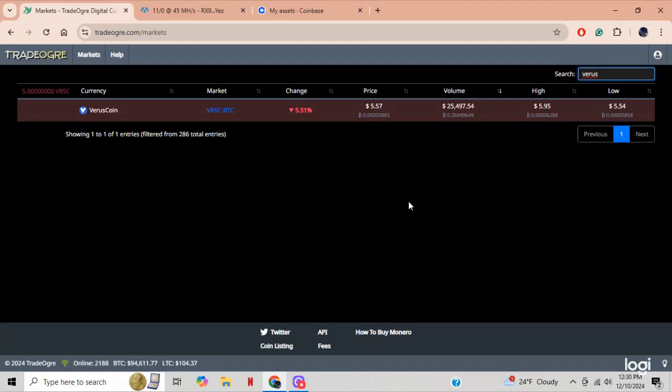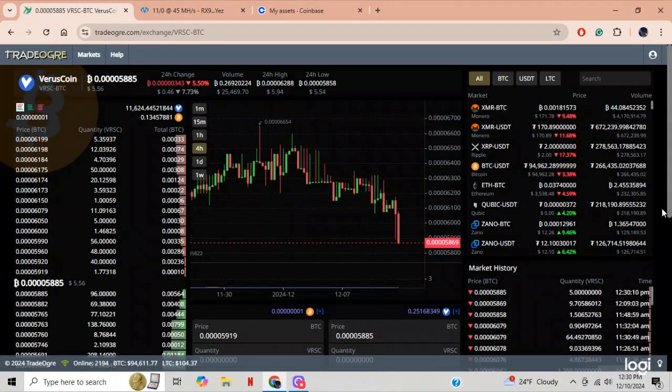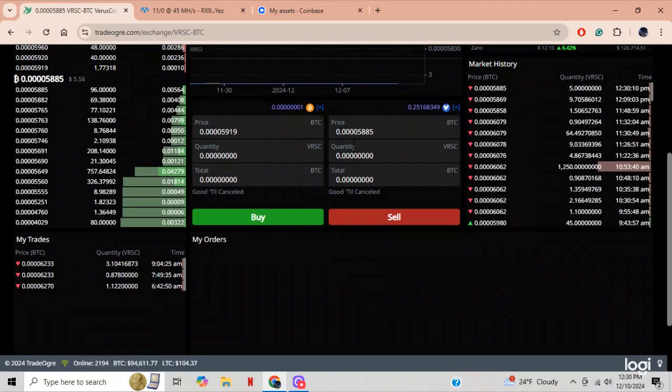Again, like I showed you, the only available trading is for Verus Coin to Bitcoin. So you would hit Verus Coin Bitcoin, and then you would go right down here and say sell, and you can pick out how much of your Verus Coin you want to sell. But I want to sell everything, so I just click on it and it populates the Verus Coin right here.